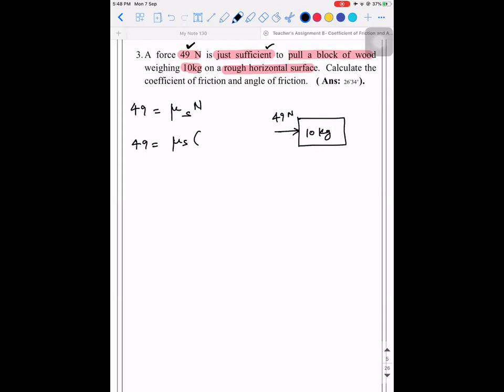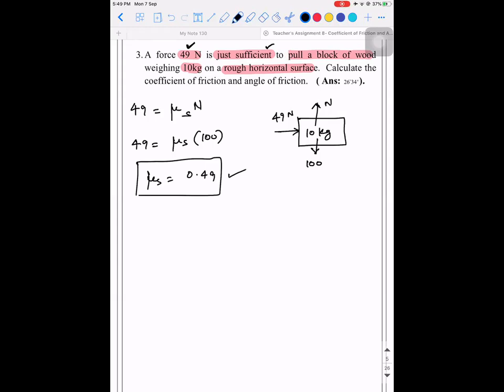So mu s into, how much is this? Why did I write 100? Because the weight of the object is 100 Newton and the reaction force, that is the normal force that is going to act, is 100 Newton. So mu s will be equal to 0.49. So this is going to be the coefficient of static friction. Angle of friction, I'll explain. How 100 Newton, sir? 10 into 10.